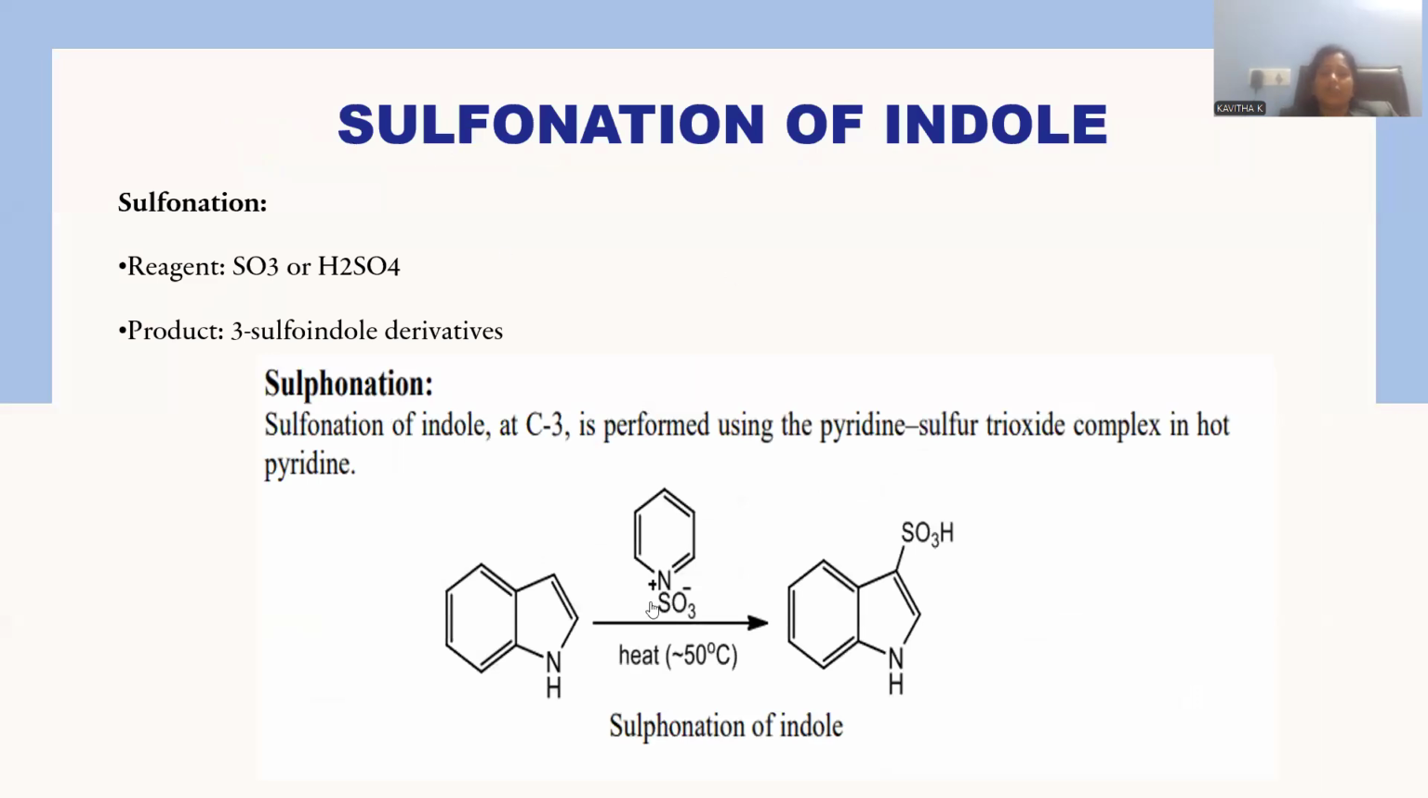Let me perform the sulfonation reaction. Pyridine in conjunction with sulfur trioxide is used over the indole, and a temperature of 50 degrees is sufficient to operate this reaction. Boiling water is required to accomplish this reaction, giving rise to indole-3-sulfonic acid as the final product.